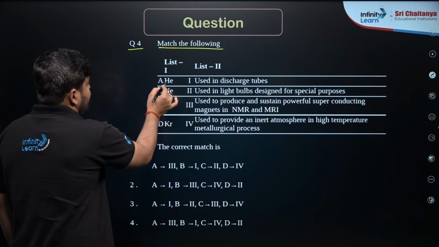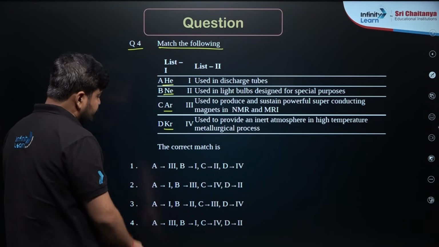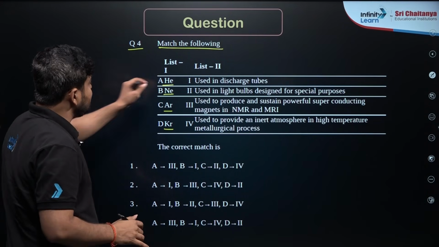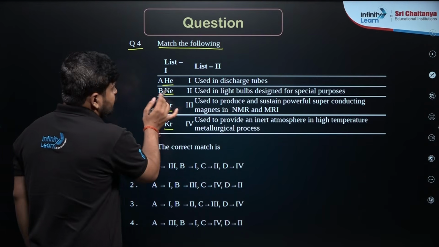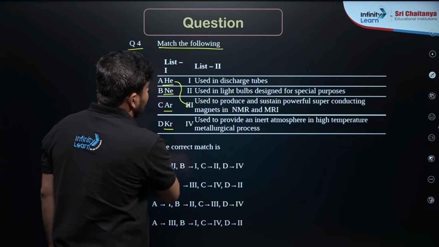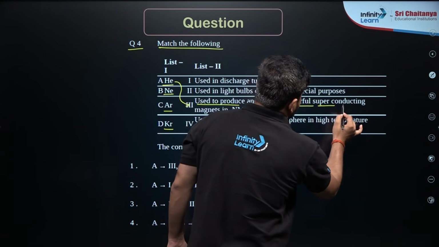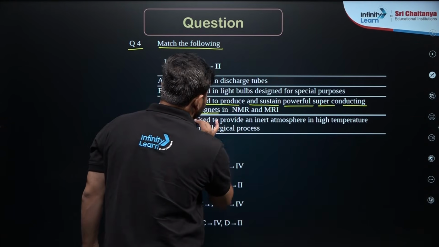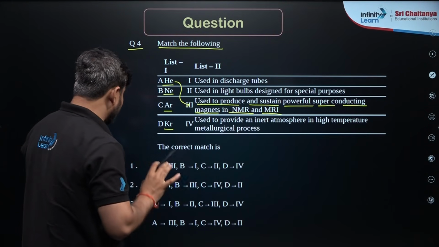Helium is given, neon is given, argon is given, and krypton is given. Where are we going to use helium? Please remember, helium is used to produce and sustain powerful superconducting magnets in NMR and MRI. So here we use helium.